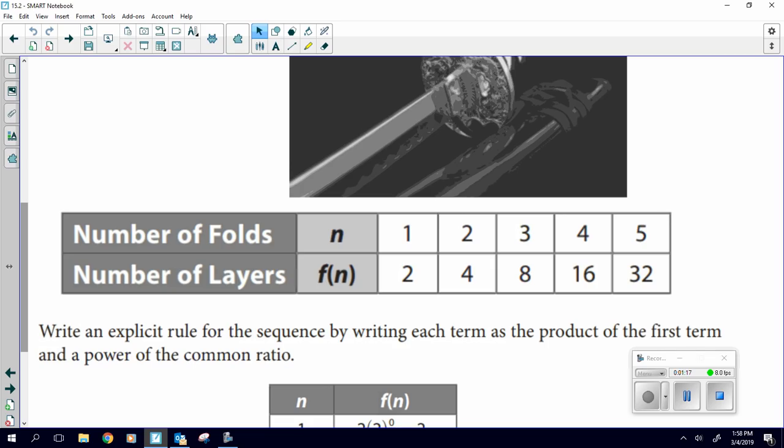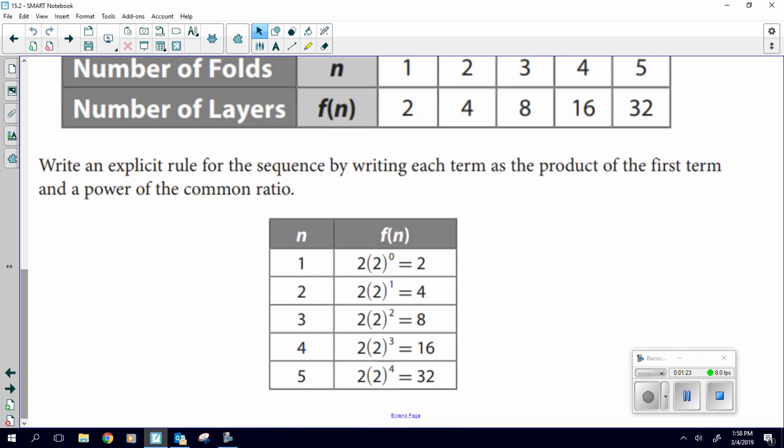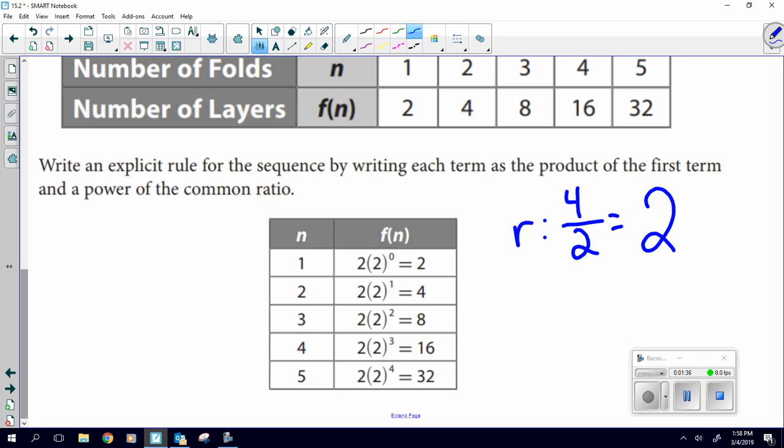It says, write an explicit rule for the sequence by writing each term as a product of the first term and the power of the common ratio. Remember how we figure out that ratio? R, right? You take the second term and divide it by the first term. I'm going to take the second term, divide it by that first term, and my common ratio is 2.